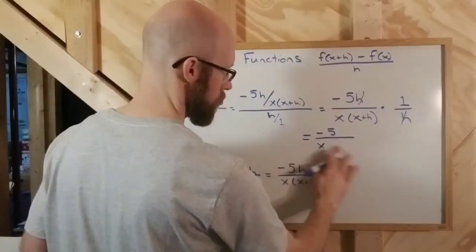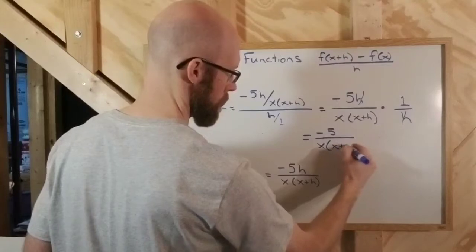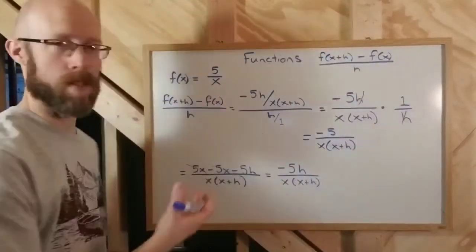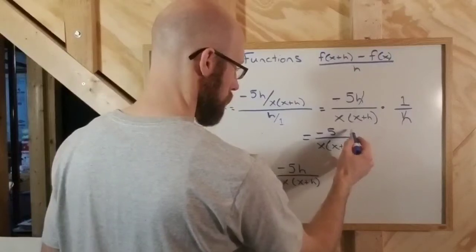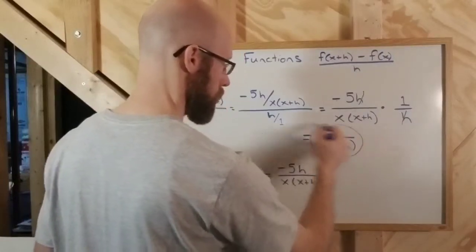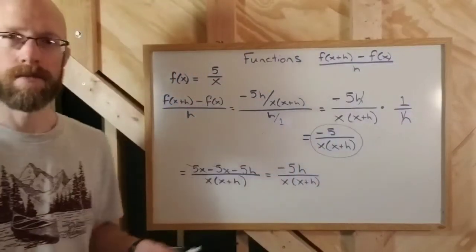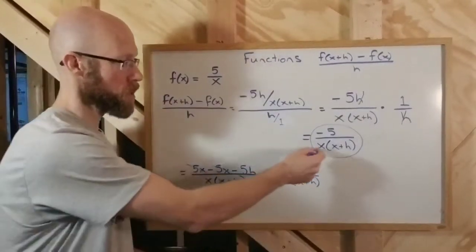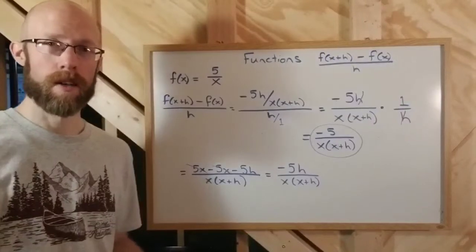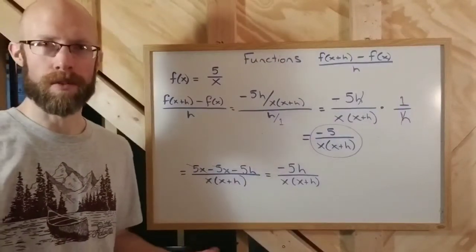And that's it. That's as simple as this one gets. So I could circle this. That would be a good, nice simplified answer. You could, in theory, distribute that denominator as well. It wouldn't be wrong. It would just be more than you really need to do.